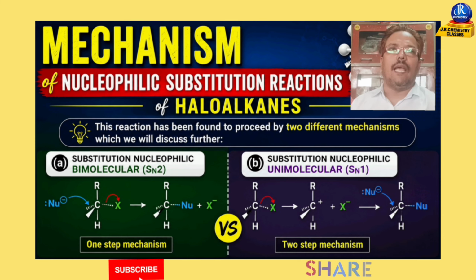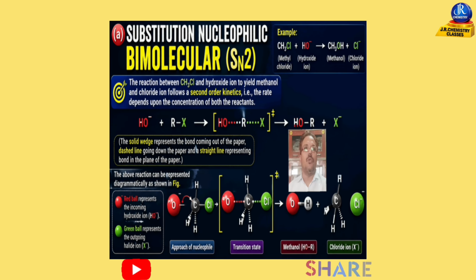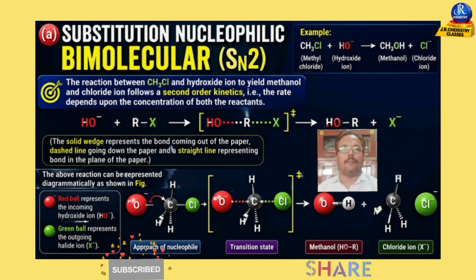This reaction has been found to proceed by two different mechanisms, which will be discussed as first, substitution nucleophilic bimolecular, SN2, and second, substitution nucleophilic unimolecular, SN1. Substitution nucleophilic bimolecular.